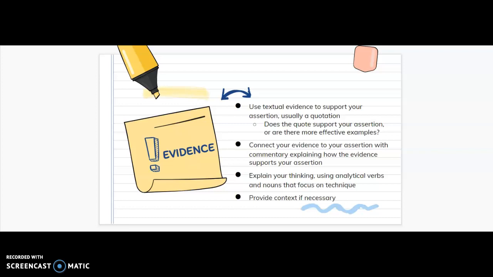You might need to provide context with your evidence. Just to orient us in the story, you might need to talk about what part of the story you're referencing with your evidence.